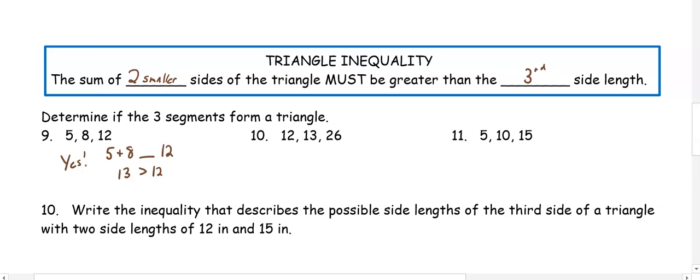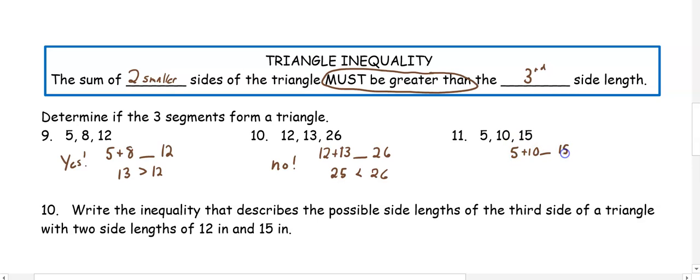In number 10, we have 12 plus 13, and we're comparing that to 26. 25 is less than 26, which is not what we want. Remember, it must be greater than. So this is going to be no, not a triangle. In number 11, we have 5 plus 10. We're comparing that to 15. 15 is equal to 15, which is also not the relationship we're looking for. So that is also not going to be a triangle.